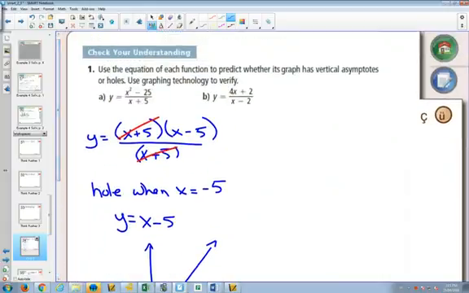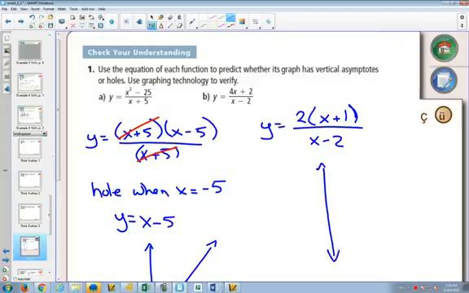For the second graph, if you look at the top, you can factor out a 2. That'll leave you with x plus 1 over x minus 2. This one, nothing cancels out. We'll have no holes. You still have a non-permissible value at x equals 2. So right now, that becomes a vertical asymptote.